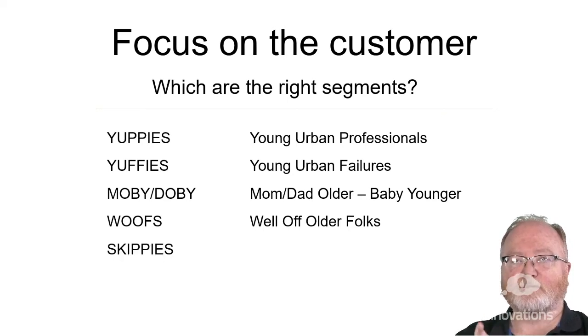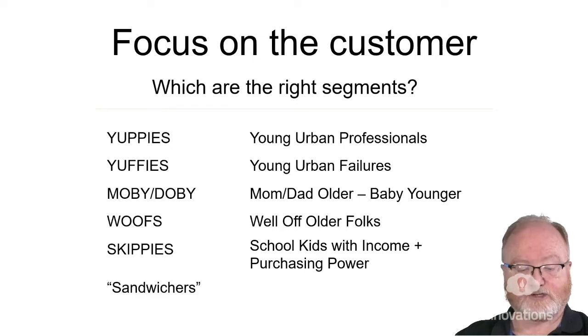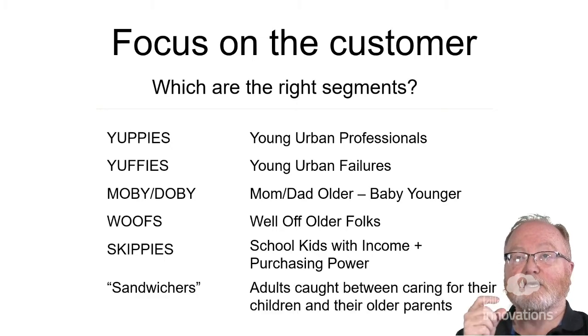Skippies, the number one segment for consumer packaged good companies. School kids with income and purchasing power. With both parents working, the kids have the ability to tap money in order to do purchasing. And then sandwichers. This is adults caught between caring for their children and their older parents.